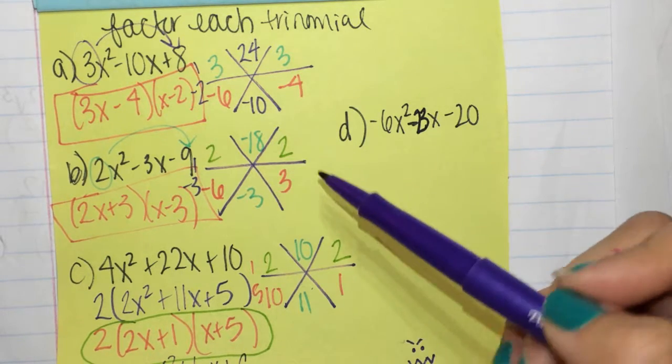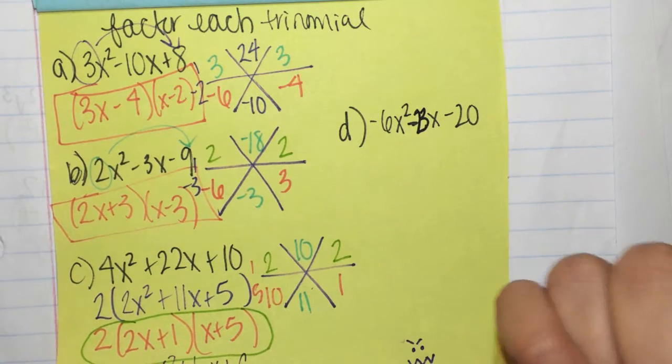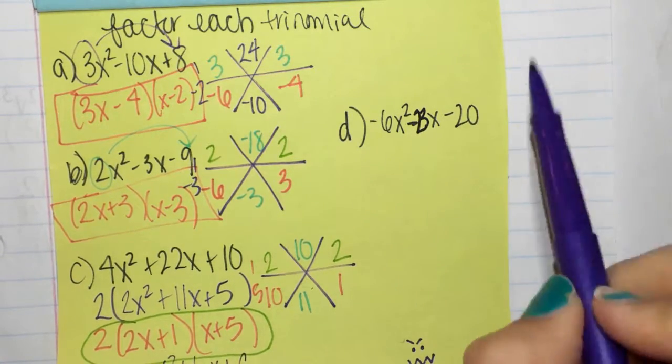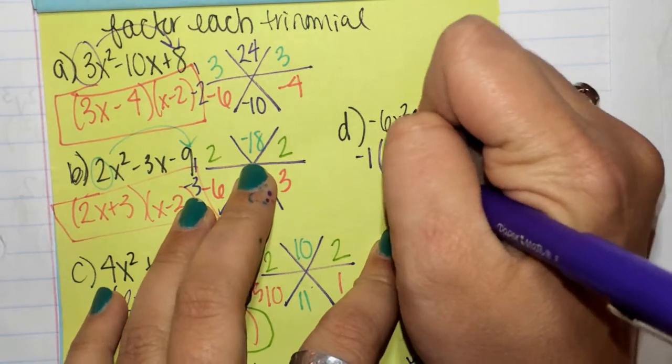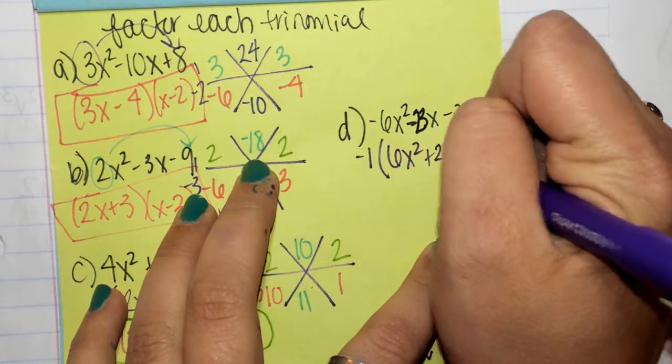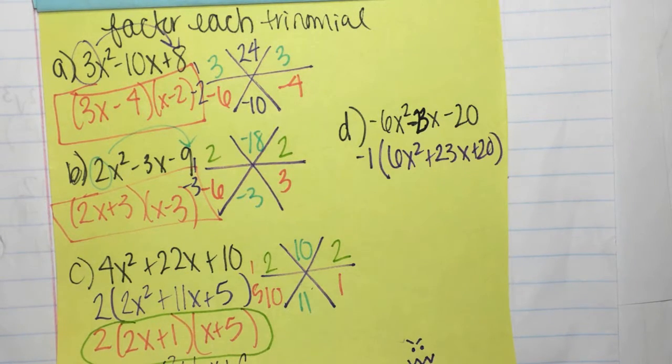Now, have we had a negative A so far in anything we've ever done? No. So we need to factor out a negative 1. So that would give us 6x squared plus 23x plus 20. Does everybody agree? Yes. Okay, now we need to use our star method.